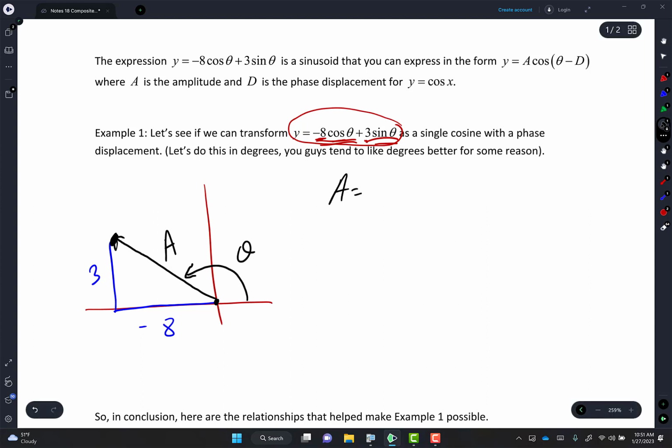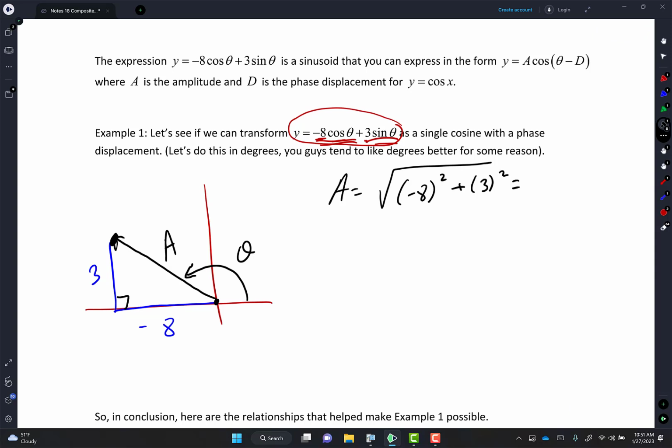So I'm going to go amplitude equals, that's just Pythagorean theorem because I have a right triangle. And I'm going to go -8 squared. You can actually take out the negative because negative times a negative is a positive anyways. 3 squared. 8 squared is 64. 3 squared is 9. 64 plus 9, that's 73. So square root of 73. Leave it alone. Don't break it down.